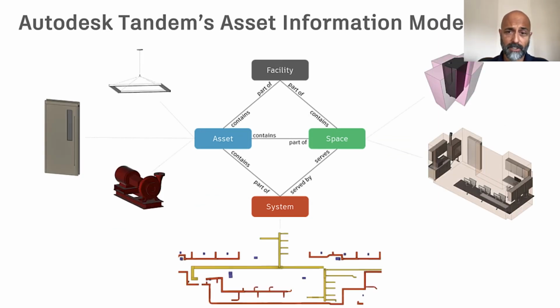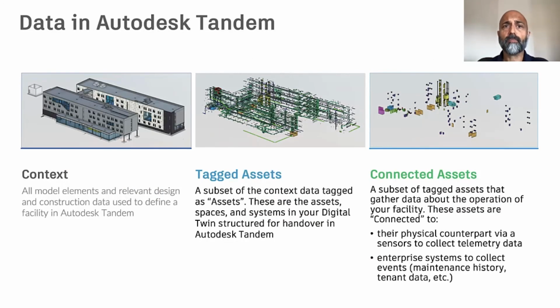Tandem manages assets ultimately. So you have assets in an AEC project. You have assets that are part of systems, they're part of facilities. You have spaces as well that, in a sense, are assets too. So these are all things that need to be managed by the system. Now, in Tandem, for the moment, you have all the context that comes in from BIM models, for the moment from Revit, in the future IFC as well. You can tag these assets and essentially manage them as part of the digital twin.